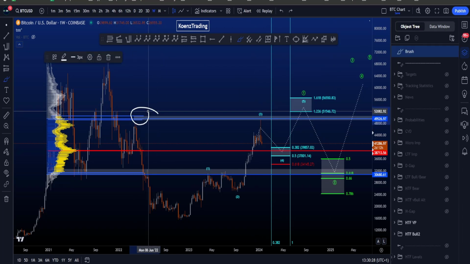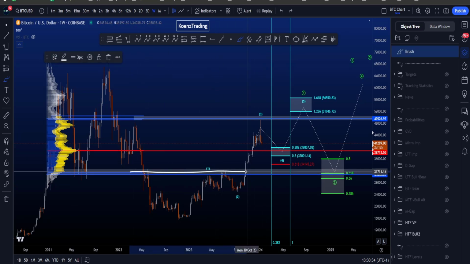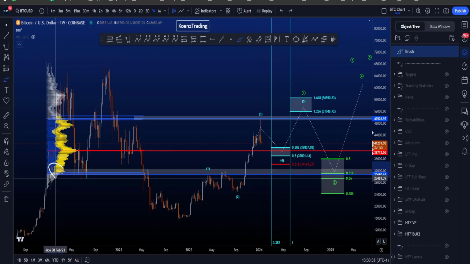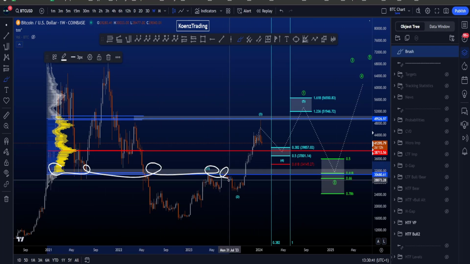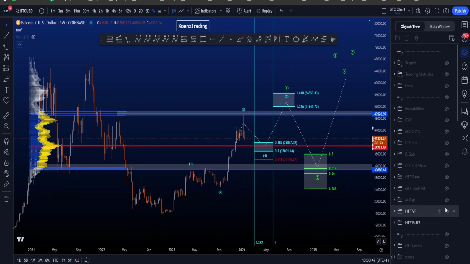You can see the value area highs over here. That area has been tapped, as you can see with the wick that we have to the upside, and at the low we have an important area sitting around 30k to 32k, which is a very interesting support resistance area, but also has the value area lows of the 3 different volume profiles that I have on my chart.